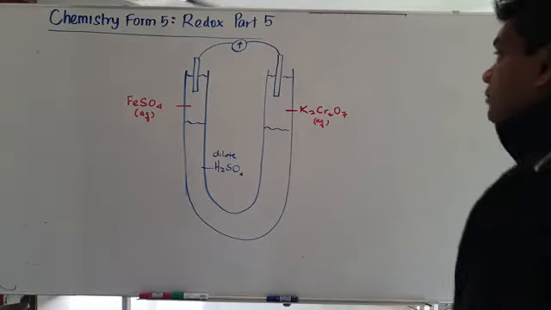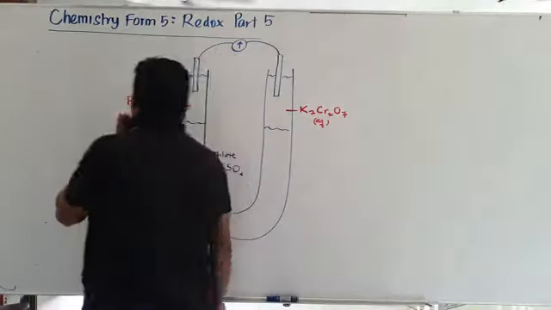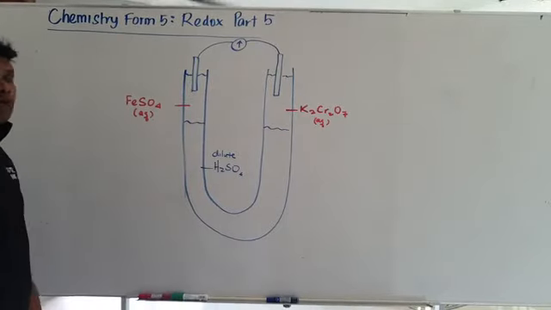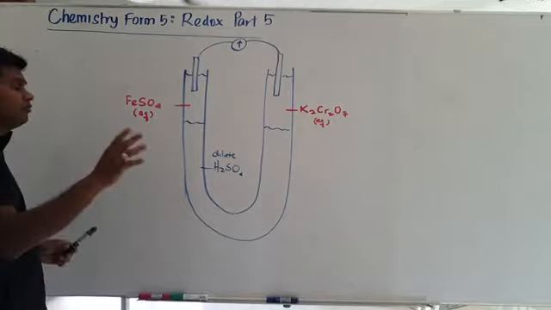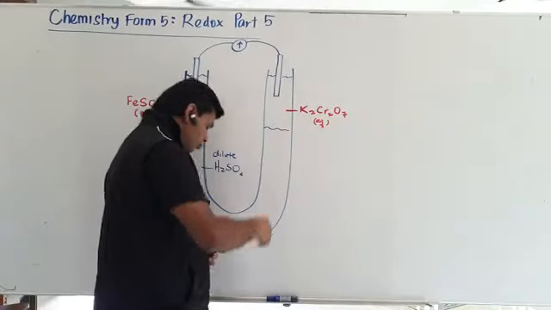Okay, guys, let's get back to chemistry part 5, redox. The other day I posted up to part 4. Today is going to be part 5. I'm going to give an example of potassium dichromate.